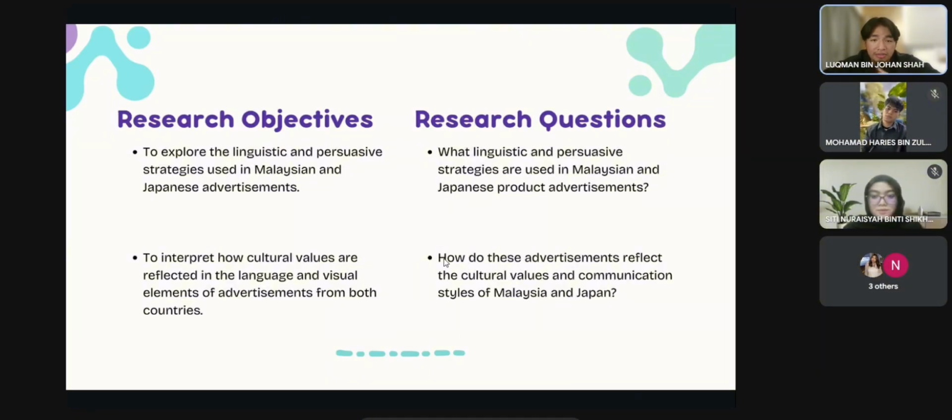The research questions that we wish to answer are: what linguistic and persuasive strategies are used in Malaysian and Japanese product advertisements? Specifically, we are trying to find what strategies they use from a linguistic and persuasive point of view. And the second question is: how exactly do these advertisements reflect the cultural values and communication styles of Malaysia and Japan? Obviously, these are two countries with differing cultures and communication styles. How is it reflected in these ads? That is what we're trying to find out.